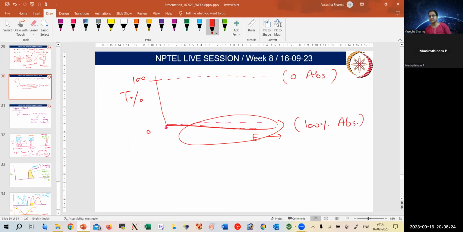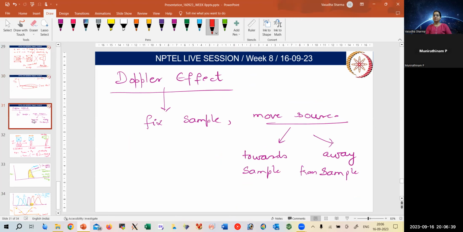So when the source and sample are fixed in a solid matrix, they are not moving, and they are emitting and absorbing the same amount of energy. But in this particular case, we won't be able to see any phase, right? So here we introduce a Doppler effect. We will fix our sample and now move our source. Earlier both were fixed. Now we are moving our source. In that way, we can adjust its velocity.